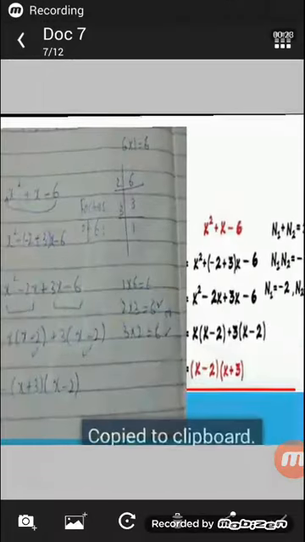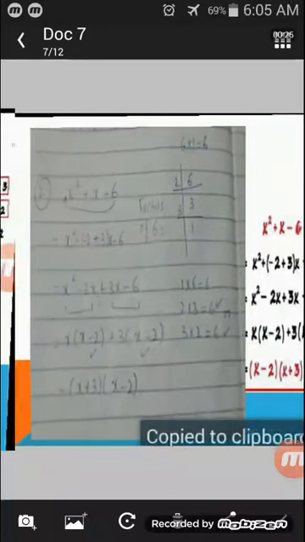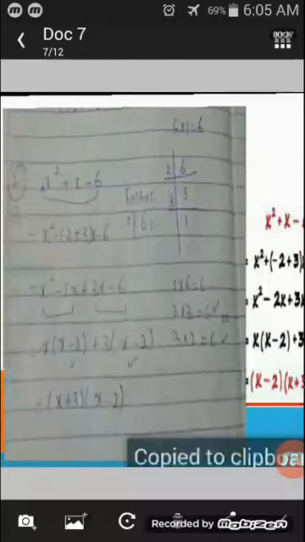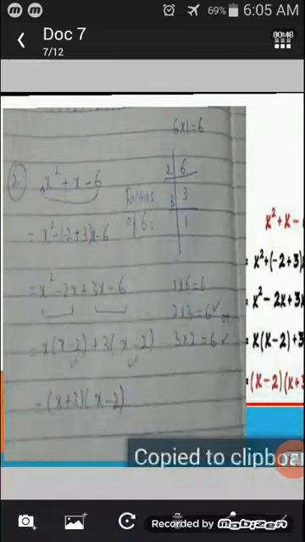Example number 2 is x square plus x minus 6. First, you multiply 6 with the coefficient of x square. The coefficient of x square is 1. So 6 into 1 is equal to 6. Then factorize 6. Factors of 6 are 2 and 3.